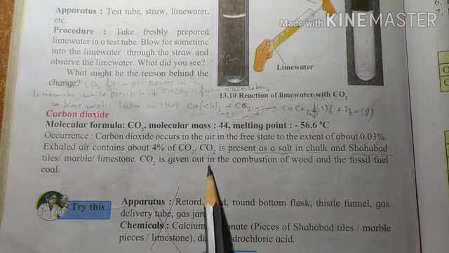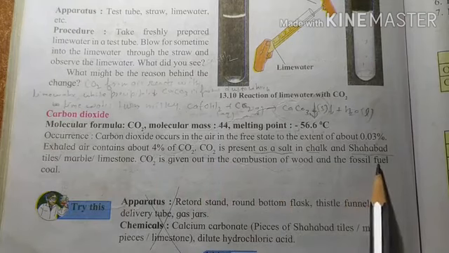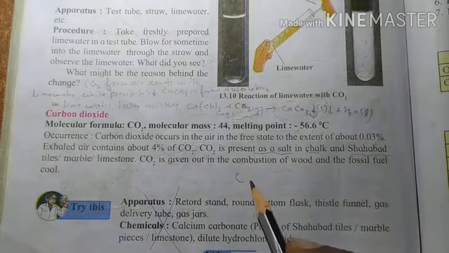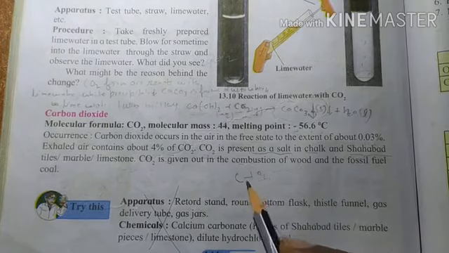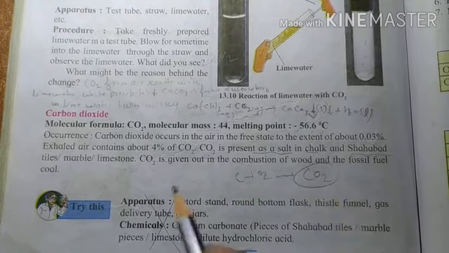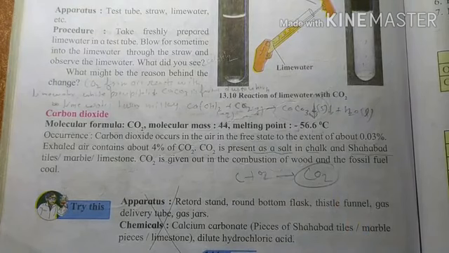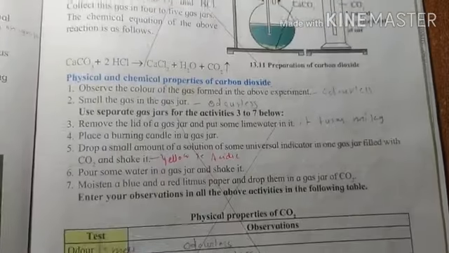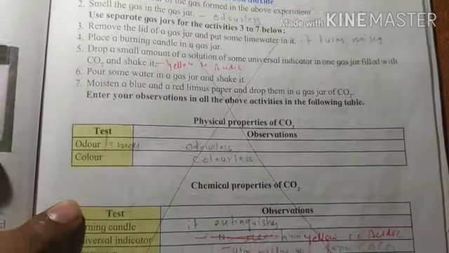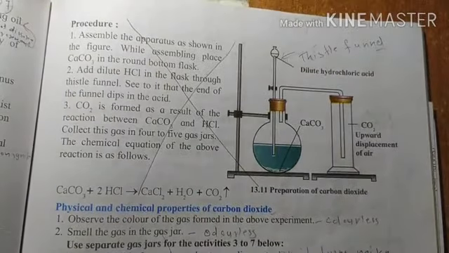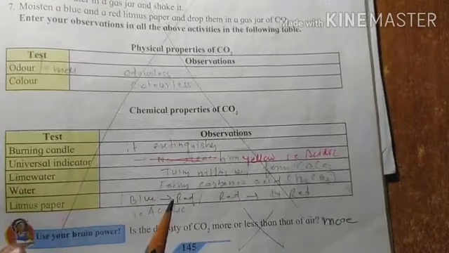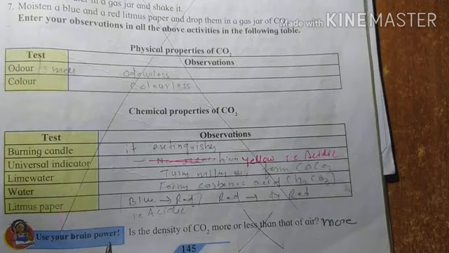CO2 is given out in the combustion of wood and fossil fuel coal. It means if you burn coal, it gives CO2. This is again omitted. So these all are omitted. But if you want to study, you can see. I have written the answer also. Use your brain power.